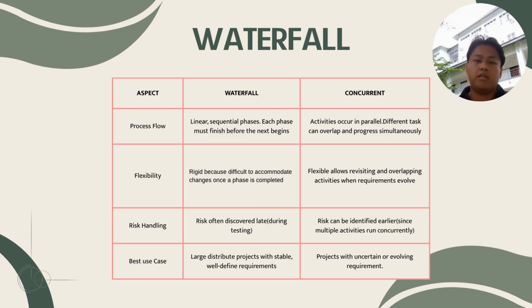I'm Muhammad Ziramni. I'm gonna introduce you to waterfall, and we're gonna compare the waterfall model and the concurrent model in different aspects. The first one is process flow. Waterfall is linear and sequential phases. Each phase must finish before the next begins. While in the concurrent model, activities occur in parallel. Different tasks can overlap and progress simultaneously.